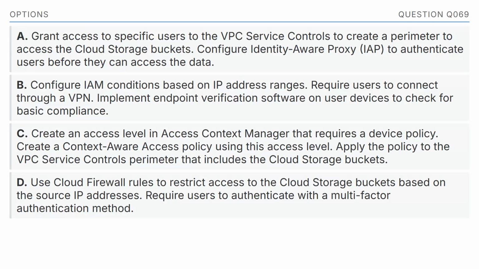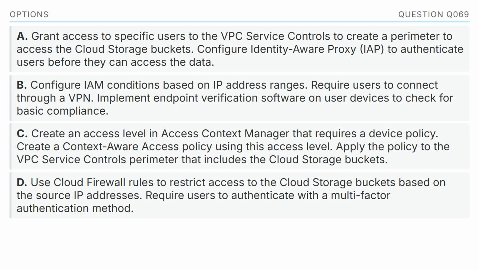The options are: Option A, grant access to specific users to the VPC Service Controls to create a perimeter to access the cloud storage buckets. Configure Identity-Aware Proxy, IAP, to authenticate users before they can access the data. Option B, configure IAM conditions based on IP address ranges. Require users to connect through a VPN. Implement endpoint verification software on user devices to check for basic compliance.